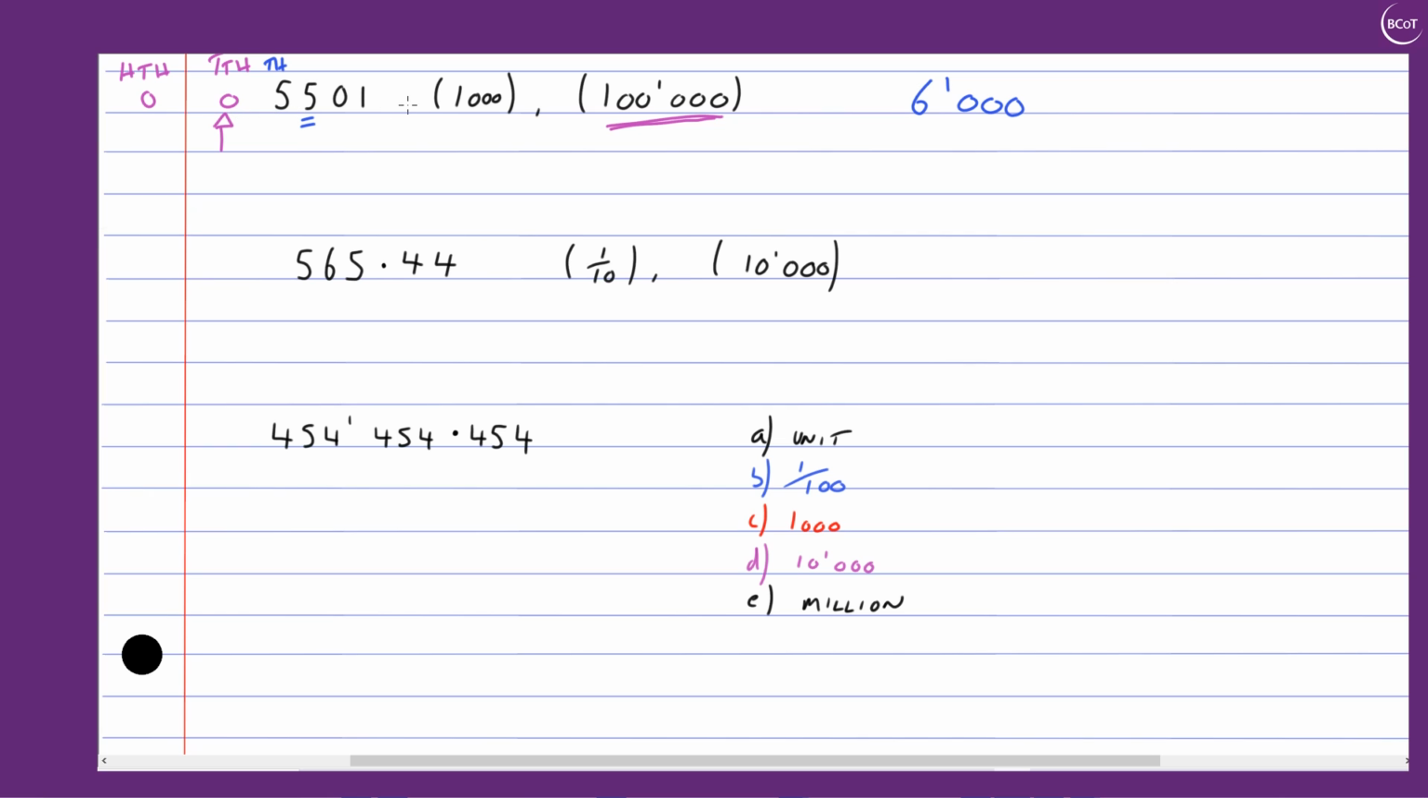So that rounds everything else down to the right as well. So 5,501 to the nearest 100,000 is 0 lots of 100,000. The only other option we could have had is 1 lot of 100,000. But we've proved that that's not true. So 5,501 to the nearest 100,000 is equal to 0.